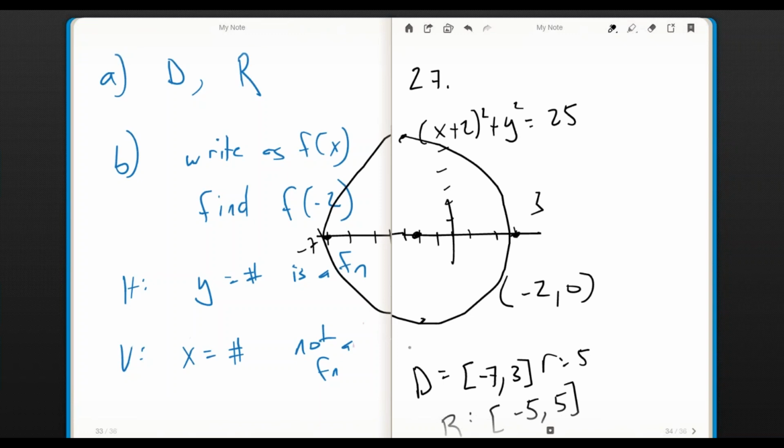And notice I'm using brackets because negative 7 is a number in the domain, as is 3. Positive 5 is in the range, and negative 5 is. It is absolutely not a function because, of course, it doesn't pass the vertical line test. So we don't have to do part B on number 27 because it's not a function.